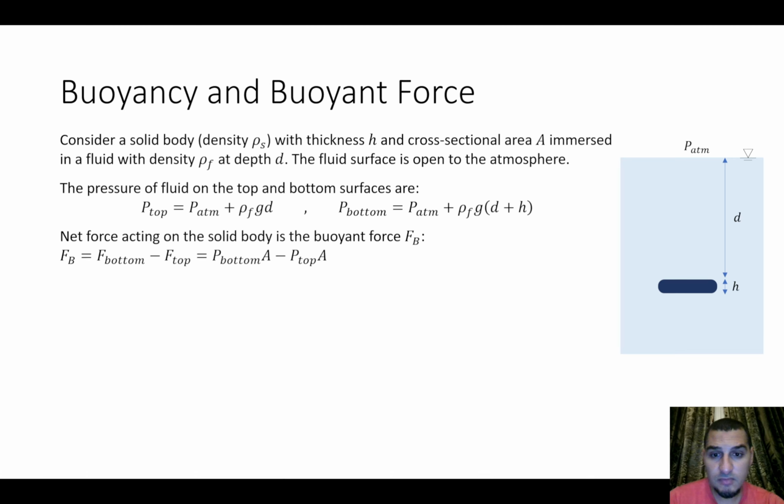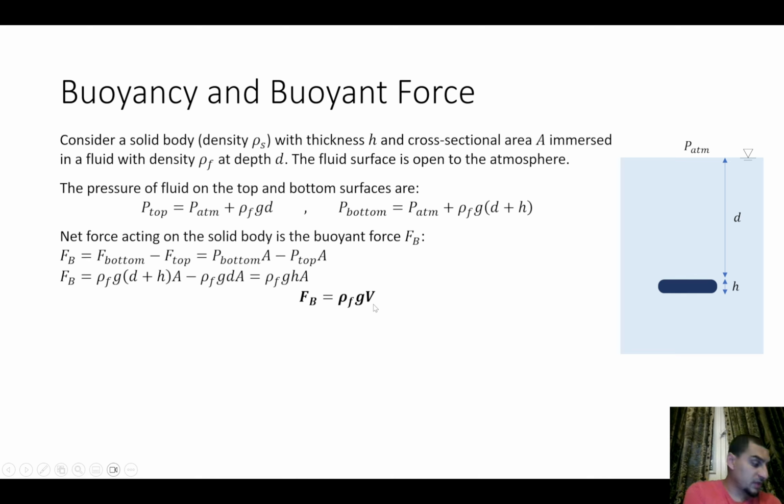Now we can substitute the formulas for the pressure at the top and the pressure at the bottom, and it will end up being rho fluid times g times h times A. So this is the buoyant force. The area times height is the volume of the solid body. Okay, so we can rewrite this equation as: the buoyant force is rho fluid times g times V.